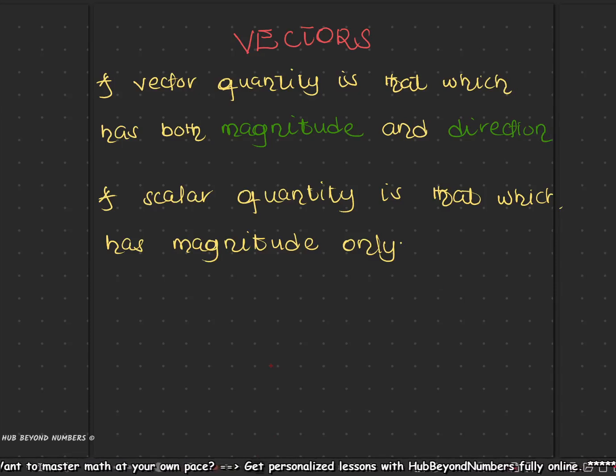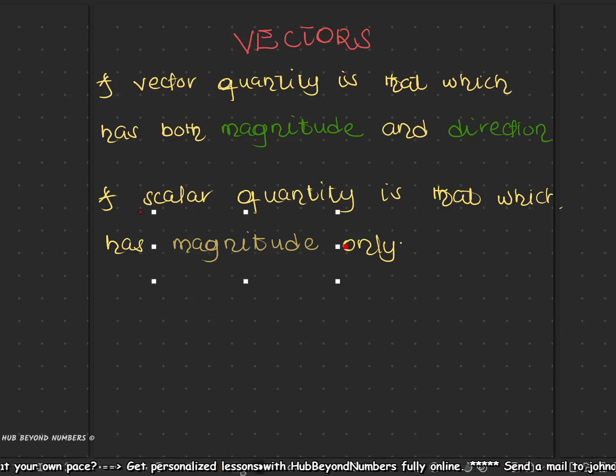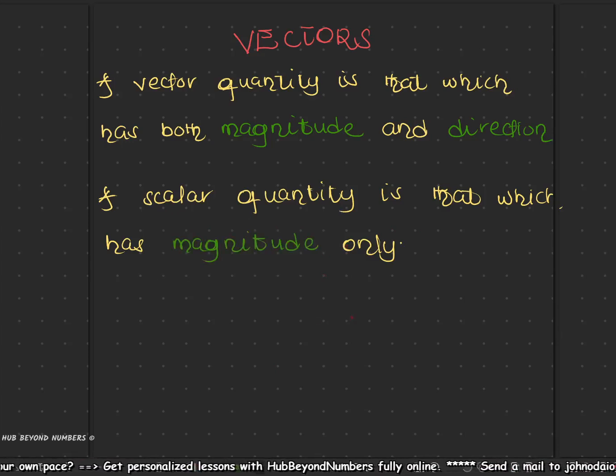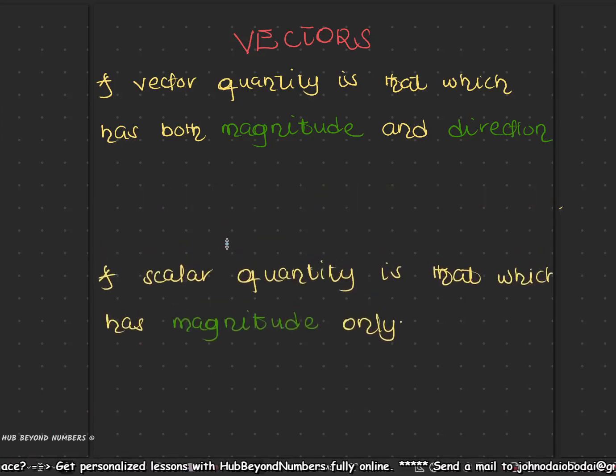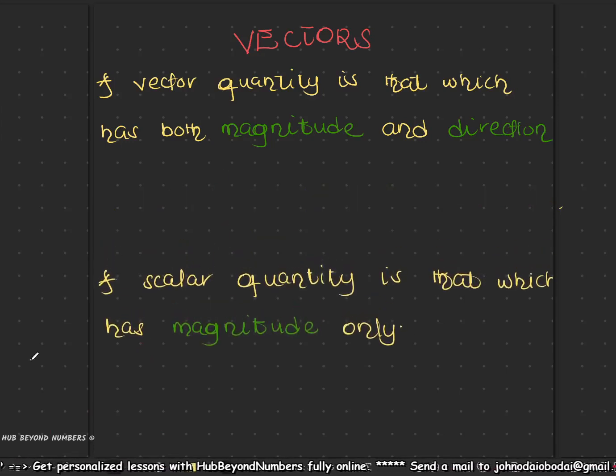On the other hand, a scalar quantity is a quantity which has magnitude only. It has no direction. Here too, the most important words are magnitude only, with no direction. If we look at some examples, I think it would become clear to us.